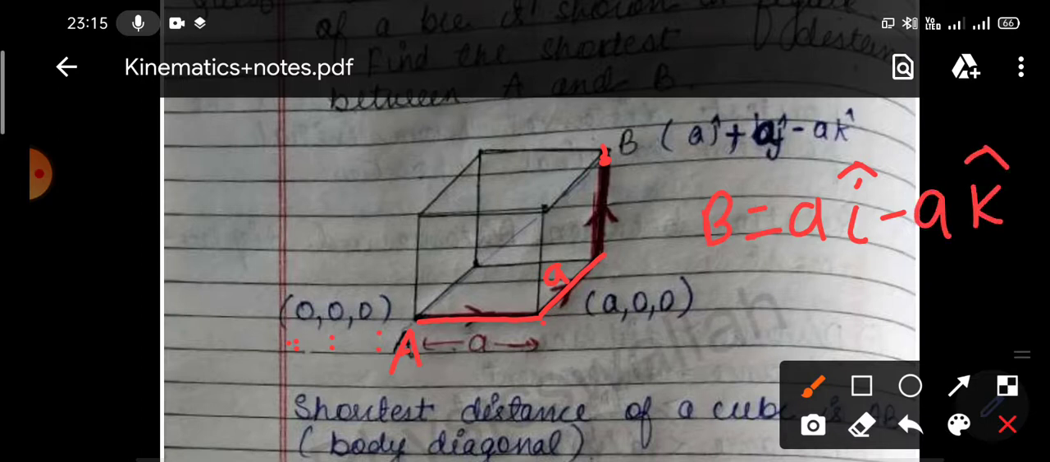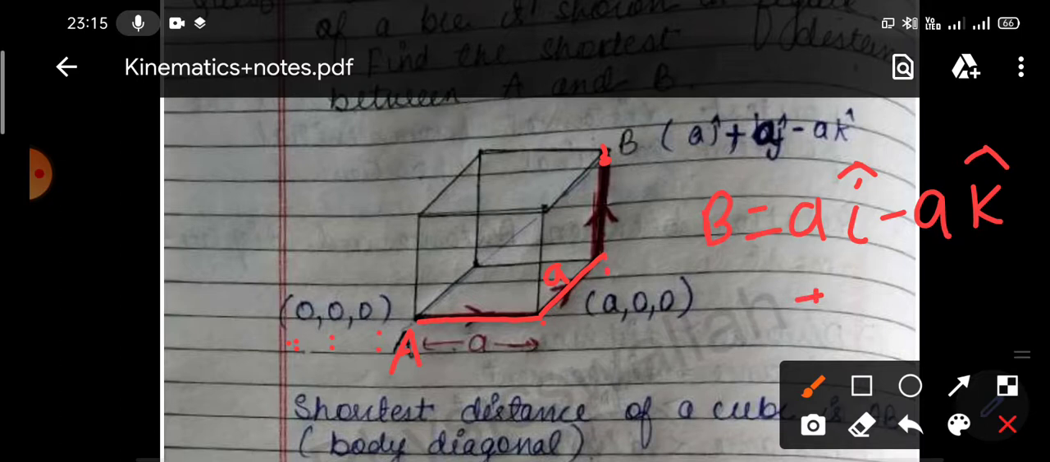What will be the coordinates of point B? If you want to go from point A to point B, first you have to cover distance a in the X direction. So the coordinates of point B start with a i hat. Now from this point you have to go again a distance in the negative Z direction; the inner side of this screen is the negative Z direction. So that means minus a k hat.